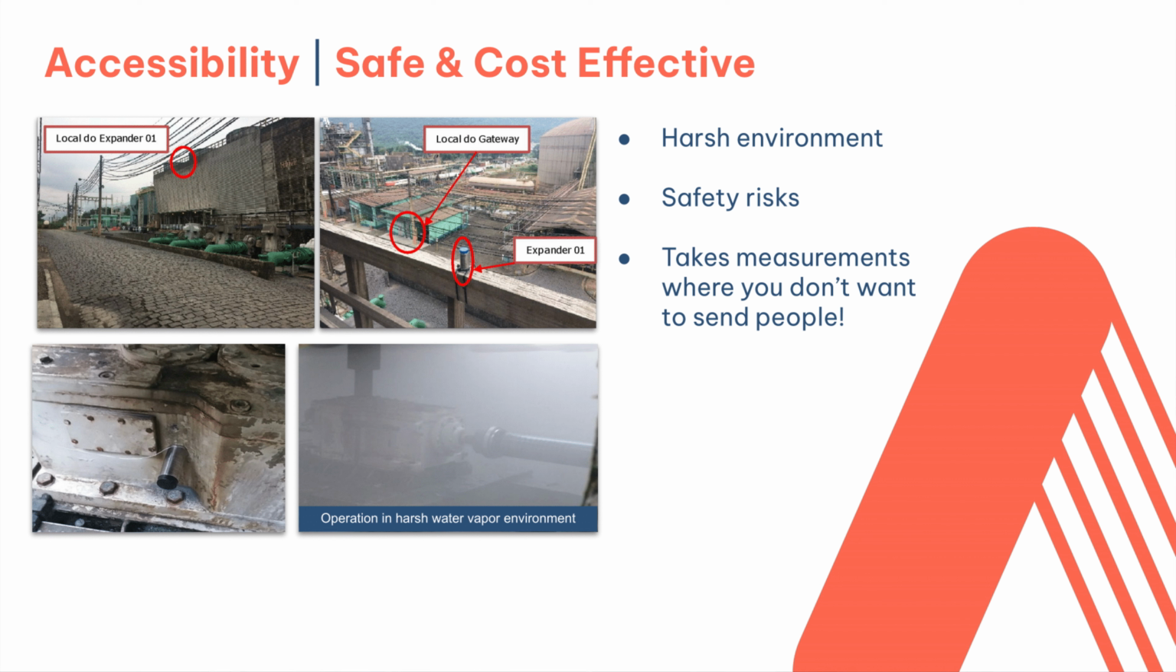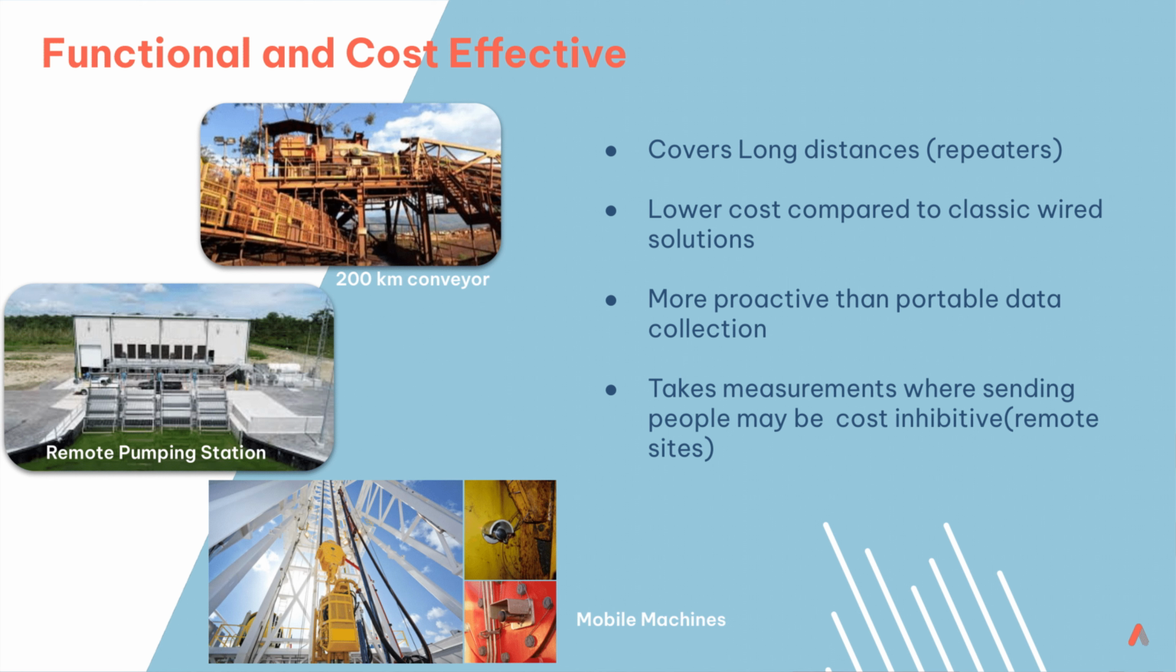There's some benefit also with the wireless. You can install and deploy them in harsh environments where safety is a problem and you don't want to send personnel to take data, such as places where there are chances of environmental releases, confined spaces, and other hazardous areas. There's also a real functional and cost-effective reason for going to a wireless system. You can quickly deploy them at remote pumping stations, long conveyor runs, or mobile machines where wires get in the way and affect the process. It has a lower cost compared to a classic wired system.